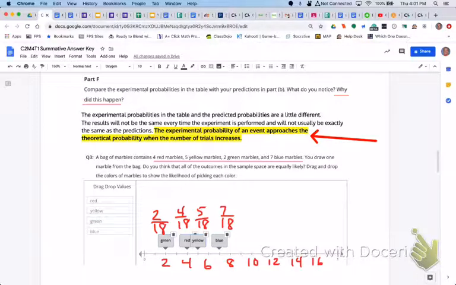If we take a look at number 3, a bag of marbles has 4 red, 5 yellow, 2 green, and 7 blue. You had to drag and drop the colors of the marbles to show the likelihood of picking each color. So for green, we are going to have 2 out of 18, red 4 out of 18, yellow 5 out of 18, and blue 7 out of 18. And the intervals on the number line should have helped you come up with the likelihood of picking each color of marble.